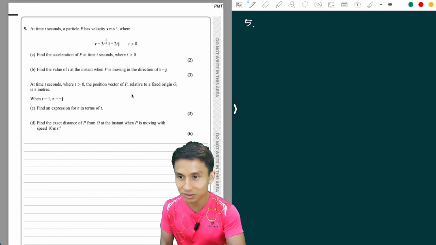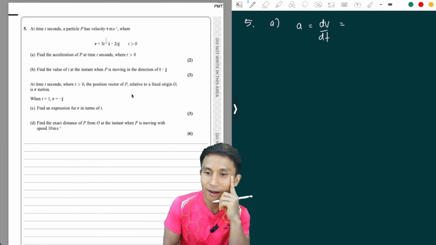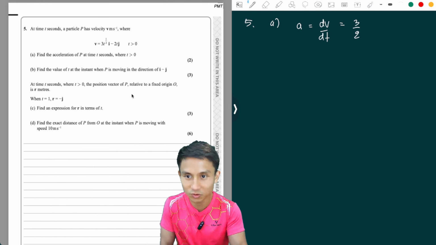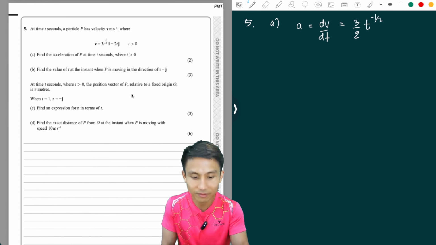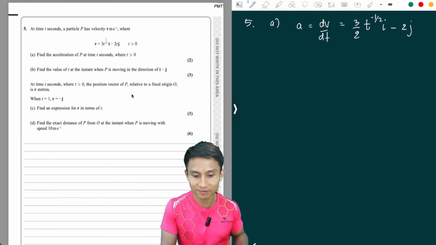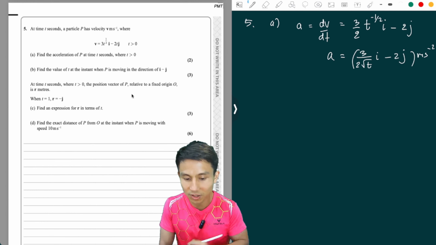Okay. So acceleration is just dv by dt. So differentiating each component, differentiating the first one, we get half of 3t to the minus 1/2. So that's 3 over 2 t to the minus 1/2, i, and differentiating minus 2t, we get minus 2j. That's the acceleration. So I'm just going to tidy up and make it 3 over 2 root t, i minus 2j meters per second squared.